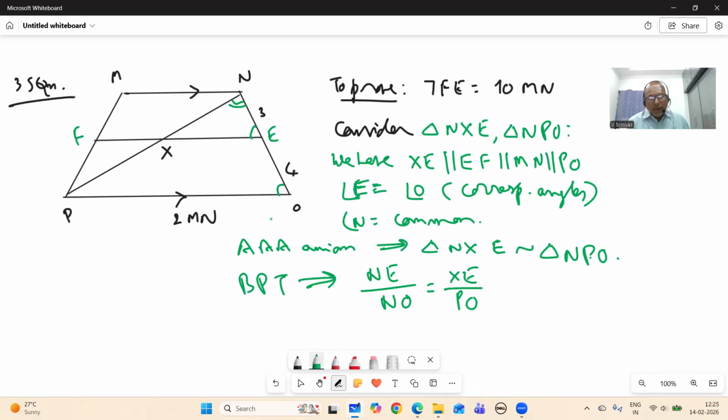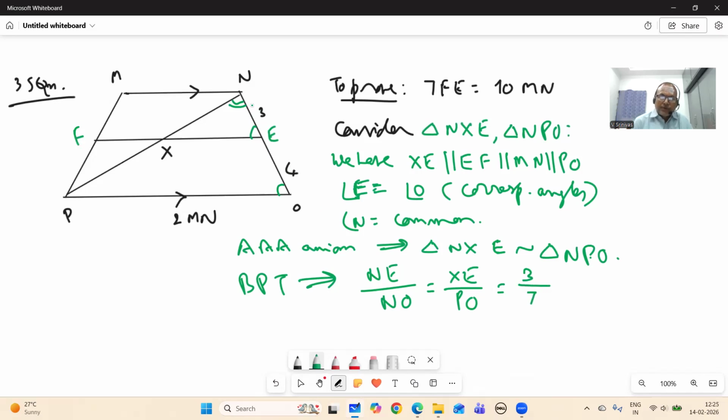Okay, the sides will be in proportion. That is, NE by NO is equal to XE by PO. Here NE to EO is 3:4. So if I take NE to be 3 units, EO becomes 4 units. Therefore, NO becomes 3 plus 4, 7 units. So I get NE is 3 divided by NO is 7 units.